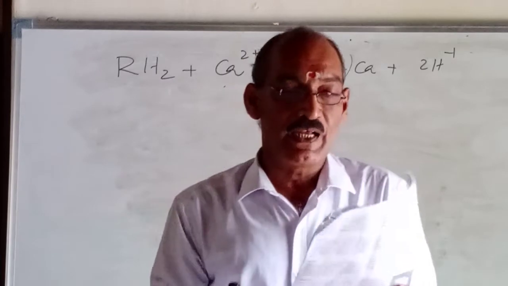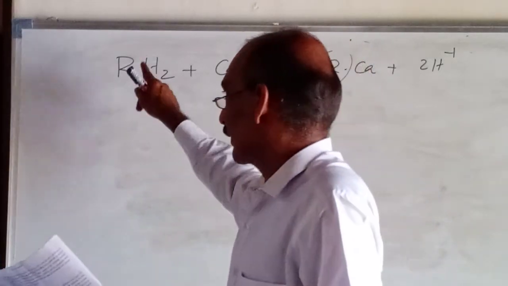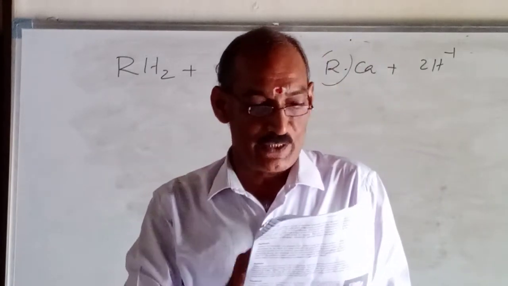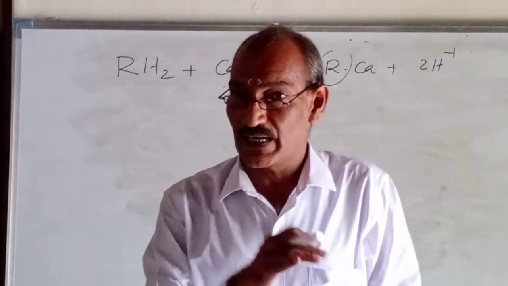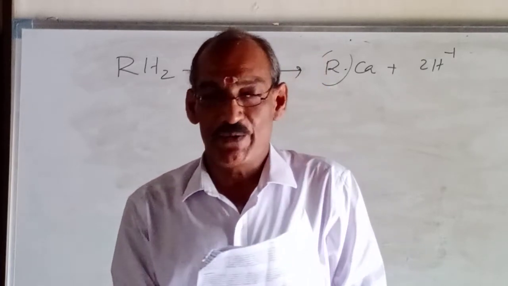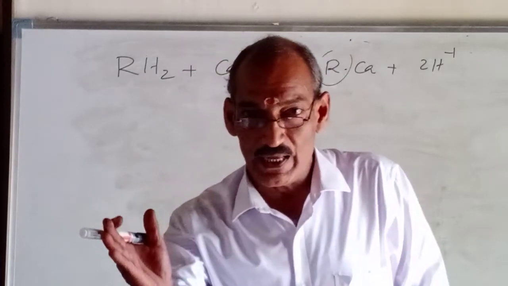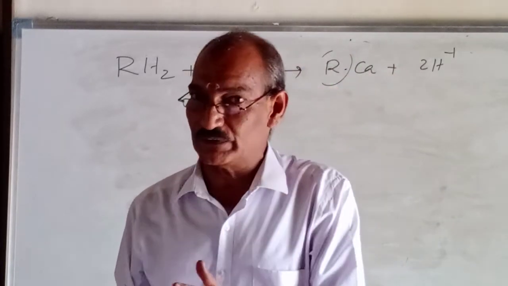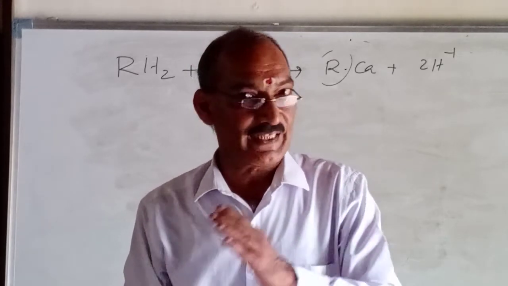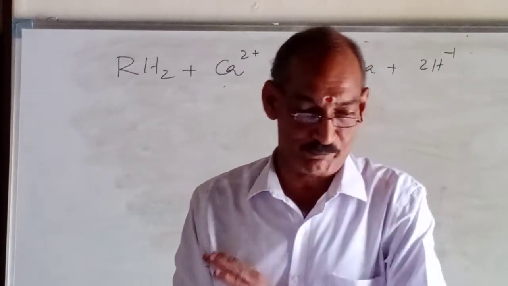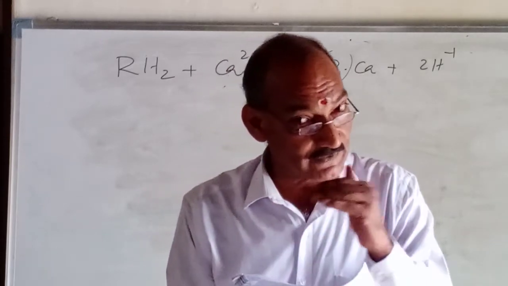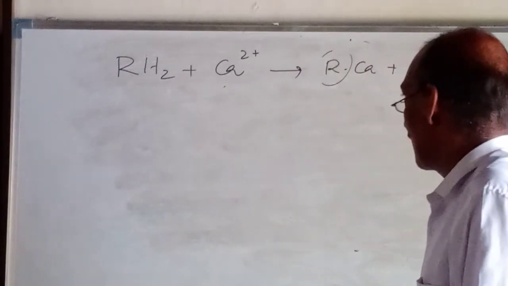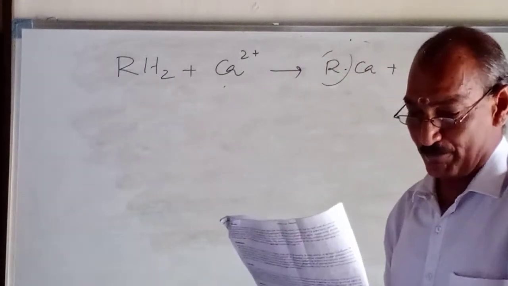Once more I will read the question. Ion exchange resin, general representation RH2, can replace Ca2 plus ions in hard water. Hard water contains calcium ions, magnesium ions. So this ion exchange resin can remove calcium ions from hard water. When we remove calcium and magnesium ions, water becomes soft, so it can produce ready lather with soap. Therefore, Ca2 plus ions are completely removed, and the equation is RH2 plus Ca2 plus gives RCa plus 2H plus.